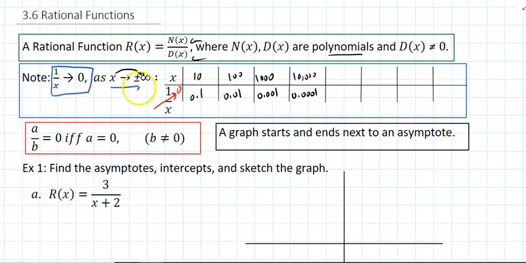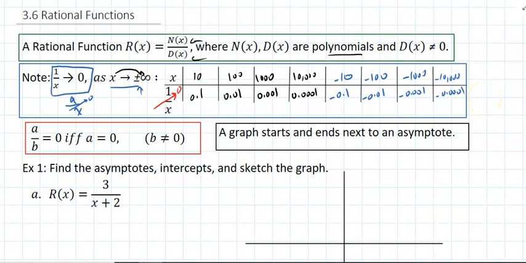And what if I want to go to negative? What if I went to negative 10? Well, 1 over negative 10 is negative 0.1. What if I went to negative 100? Negative 0.01. What about negative 1,000? Negative 0.001. And negative 10,000? So again, as x approaches plus or minus infinity, 1 over x approaches 0. Actually, it turns out any number over x approaches 0 other than 0. That's something I'm going to hold you to as we work around these numbers.